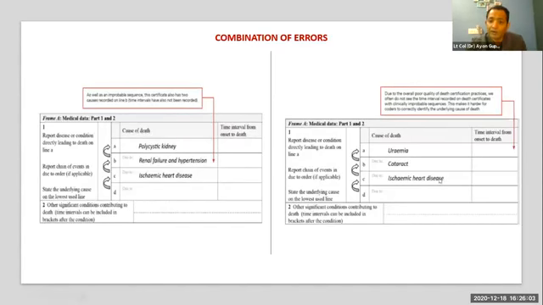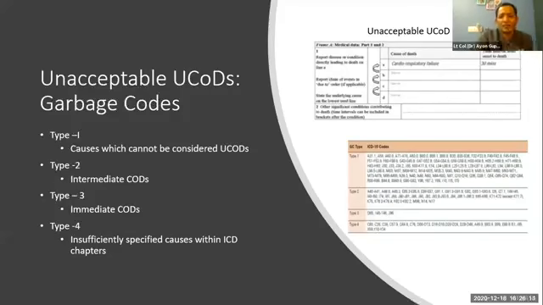And also an improbable sequence. I don't know how ischemic heart disease, cataract and uremia are correlated. So this kind of combination of errors is often seen. And finally, one of the most serious ones are the unacceptable U codes. That is cardiorespiratory failure, somebody has written. Now, that cannot be an underlying cause of death. That is a mechanism of death.